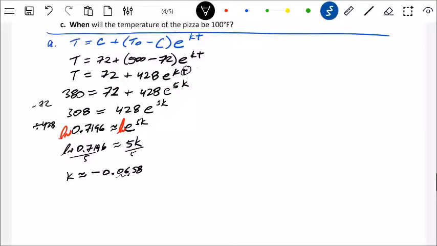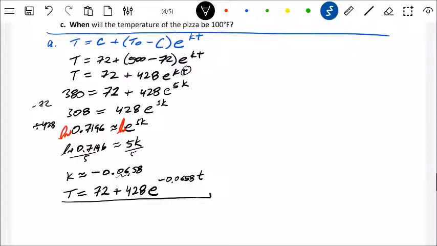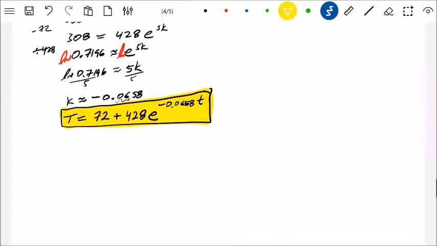But now let's put that back into the actual formula here. T, the temperature at a certain time, is equal to 72 plus 428 e raised to the power of negative 0.0658 t. That's time for that temperature. Okay, so that's A. Now let's look at B.